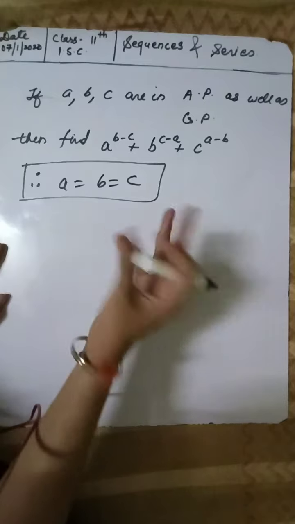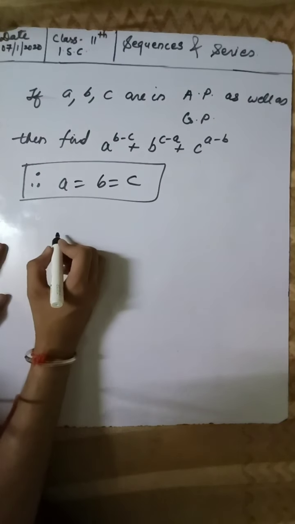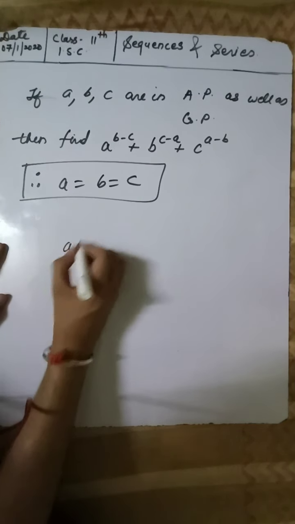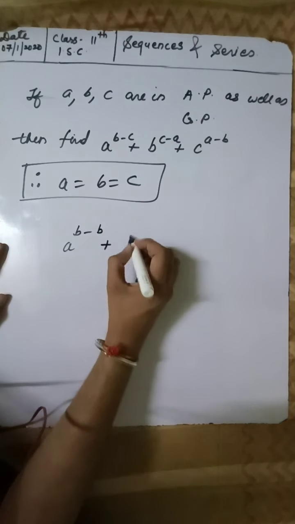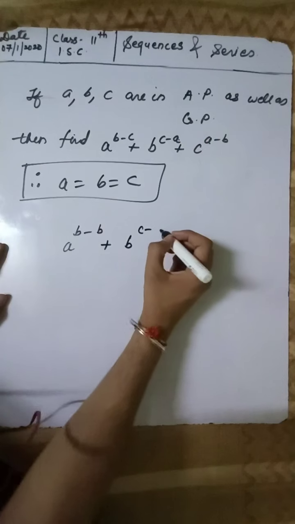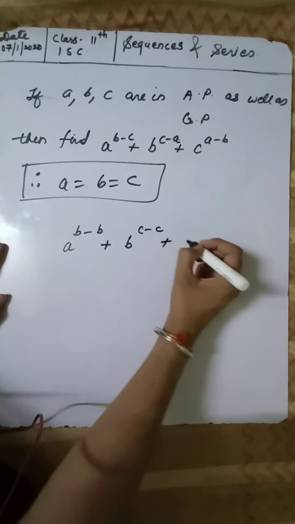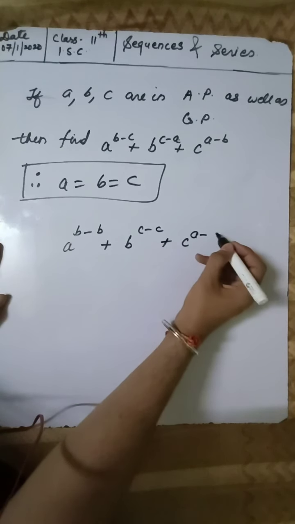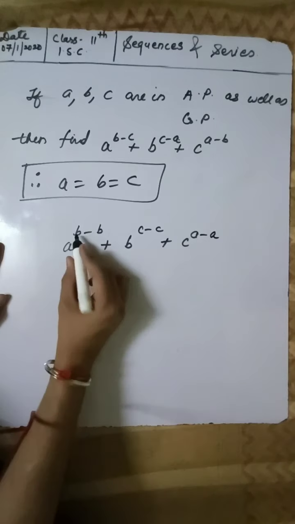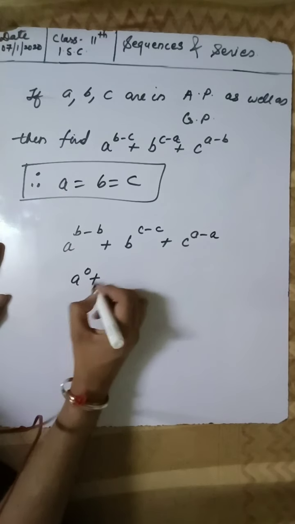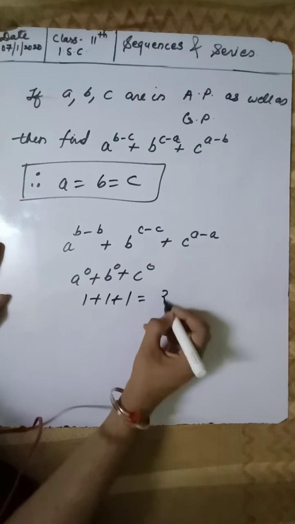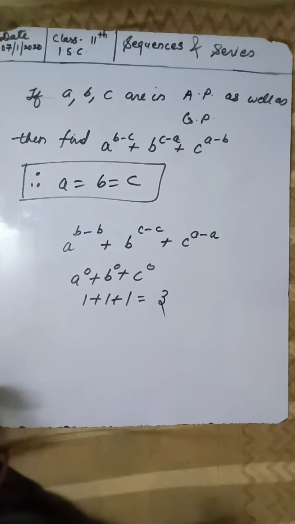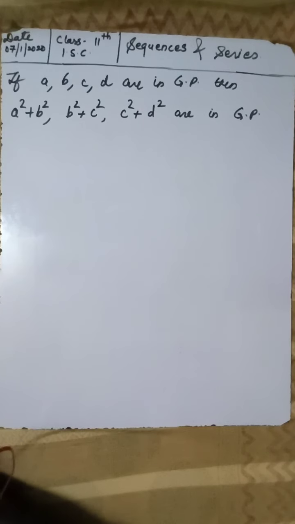So A is equal to B equal to C. Now we can easily find, no? A to the power B minus, in place of C I'm writing B. B to the power, in place of A I'm writing C, and in place of B I'm writing A. So B minus B is 0, A to the power 0 plus B to the power 0 plus C to the power 0, 1 plus 1 plus 1. Answer is 3.